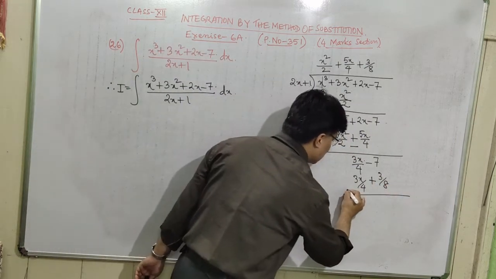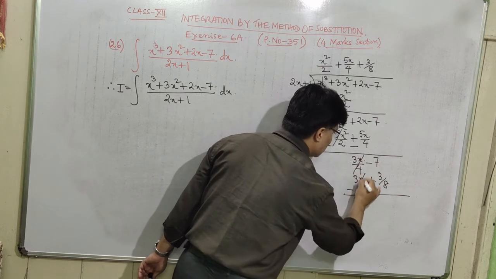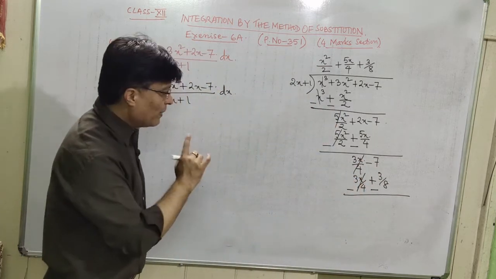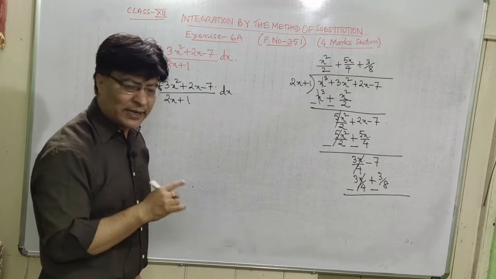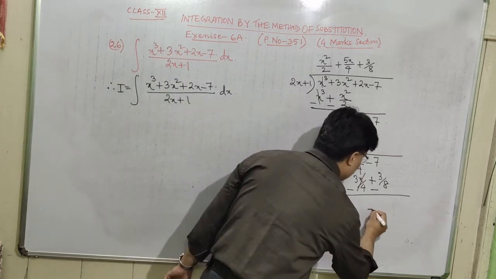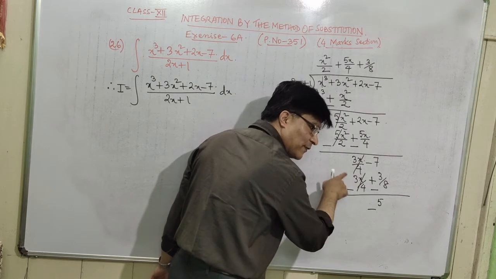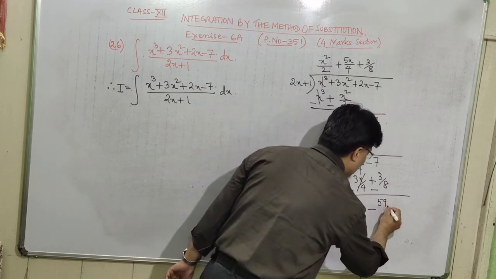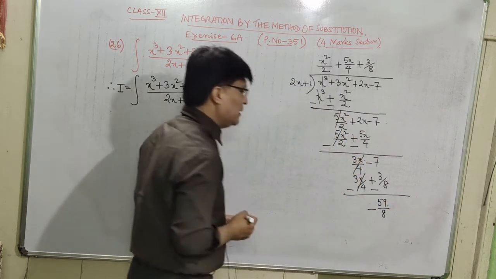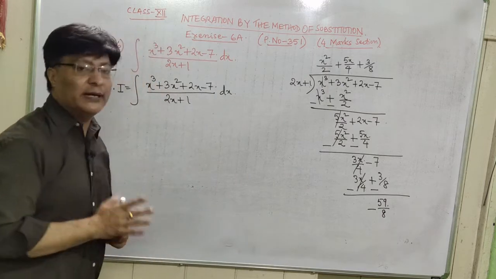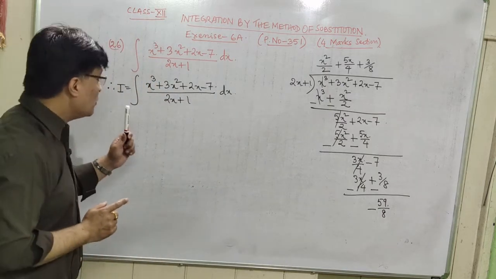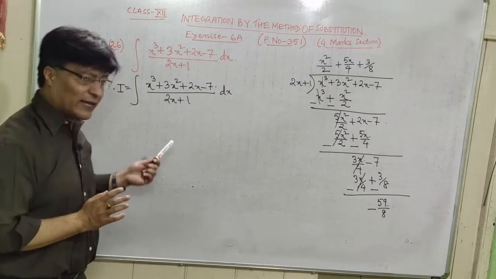Now you can subtract it. This is minus minus, this will be cancelled. So minus 7 minus 3 by 8, same sign, you have to add them. Minus, 8 7s are 56 plus 3. 8 7s are 56 plus 3 is 59. Minus 59 divided by 8. That is your remainder.